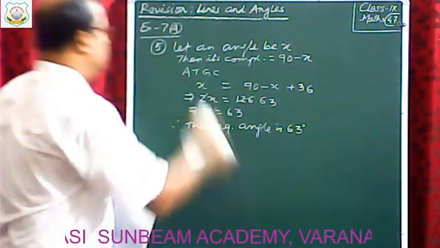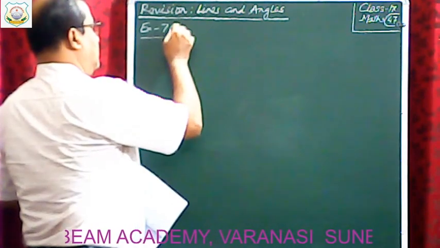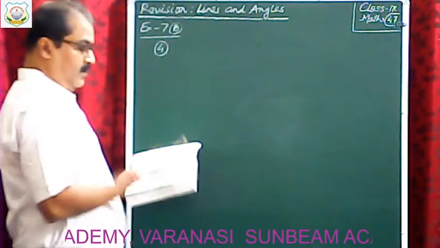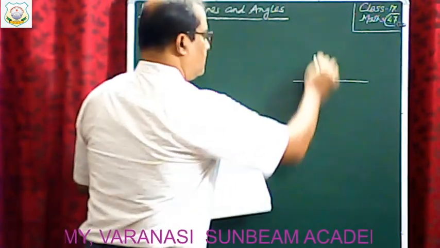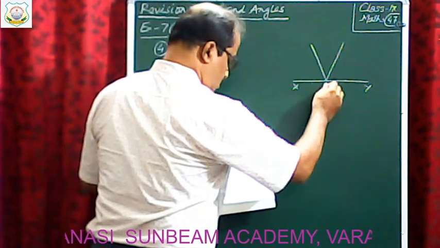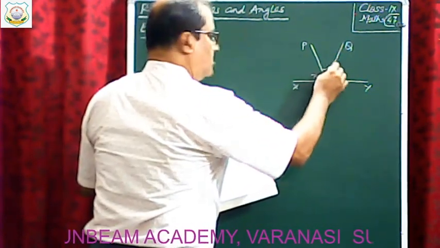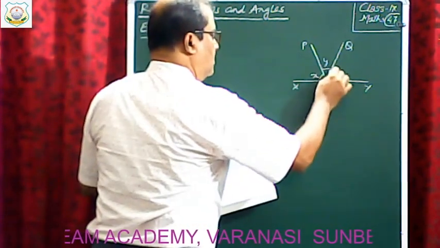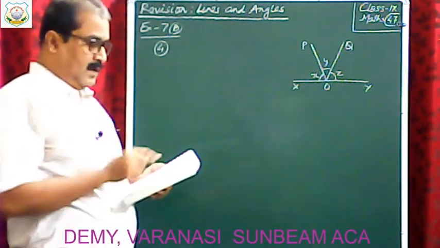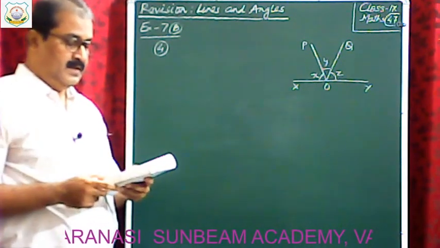Exercise 7B, question number 4. Figure is given, draw the figure with points X, Y, O, P, Q. In the figure, x : y : z equals 5 : 4 : 6. If XOY is a straight line, find the values of x, y and z.